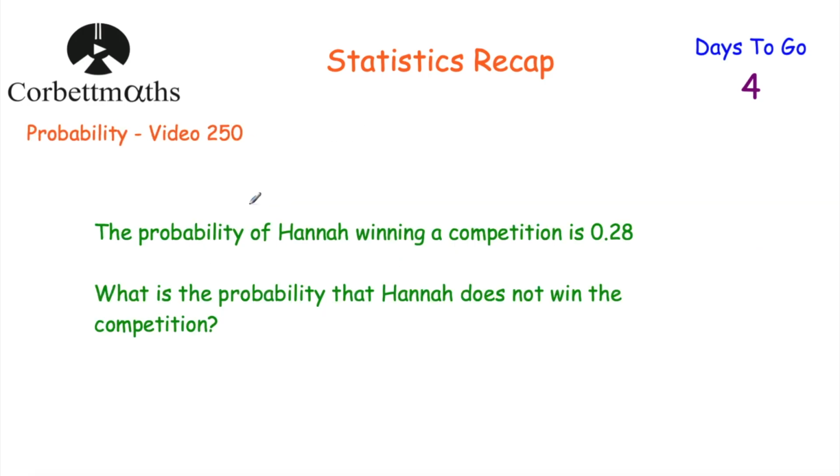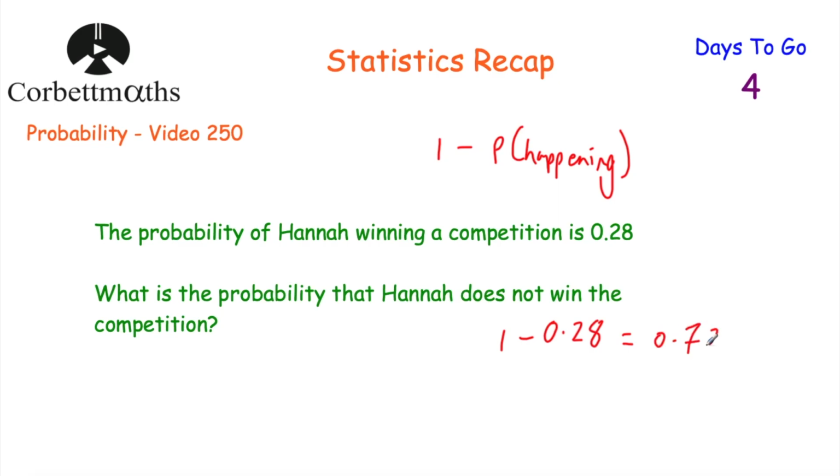Okay, next. Sometimes whenever you're dealing with probability, you might be asked to find the probability of something not happening. So if the probability of Hannah winning a competition is 0.28, you might be asked to find the probability that she doesn't win a competition. And to find the probability of something not happening, you take the probability of it happening away from 1. So you do the 1, take away the probability of it happening. So for instance, if I wanted the probability of Hannah not winning the competition, I would just do 1, take away 0.28, which would be equal to 0.72. The probability of her not winning would be 0.72.